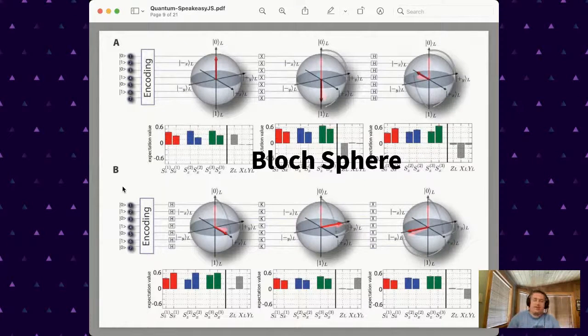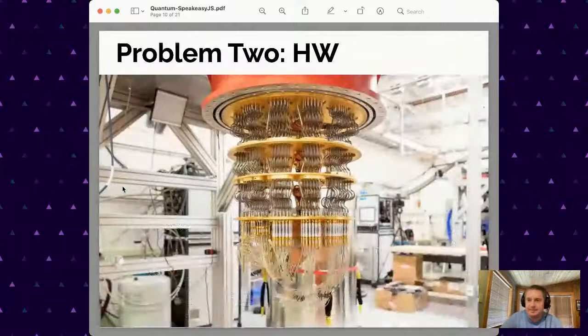And then you run the program multiple times, you shoot the laser to measure it, and then you come up with a representation of what was the final probability.